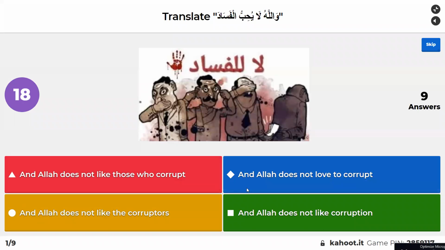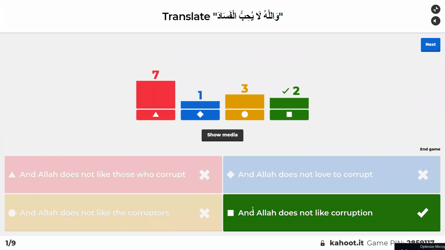Wallahu la yuhibbul fasada. Blue: and Allah does not love to corrupt. Red: and Allah does not like those who corrupt. Green: and Allah does not like corruption. Orange: and Allah does not like the corruptors. Time is running out, guys. 5 seconds to go. 3 seconds to go. Okay, 7 people answered red.